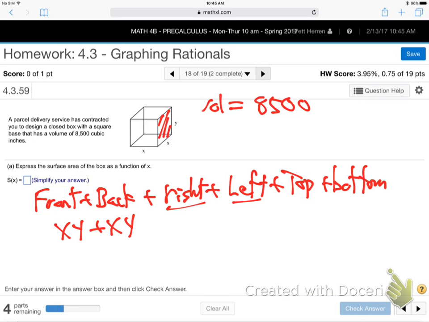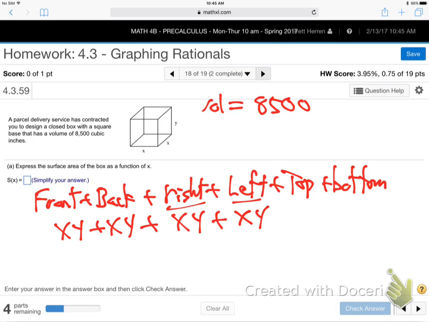What's the area of that right side? Same thing. X times Y. And the left side, over here, X times Y. The four sides around, the top and bottom will be different, but the four sides around, right? The front, here's the back. I never showed the back. There's the back, X times Y. Front, back, right, and left are all just X times Y.